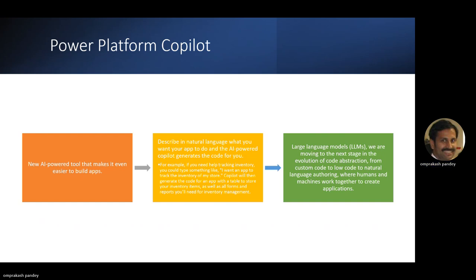With Power Platform Copilot, we have new AI-powered tools that make it easier to build our apps. And like I mentioned, it can be done using simple English-like language. In one of the examples here, I want an app to track inventory of my store. Copilot will create the appropriate model, a Dataverse set of tables for inventory management, and an app which can help us perform similar kinds of actions.